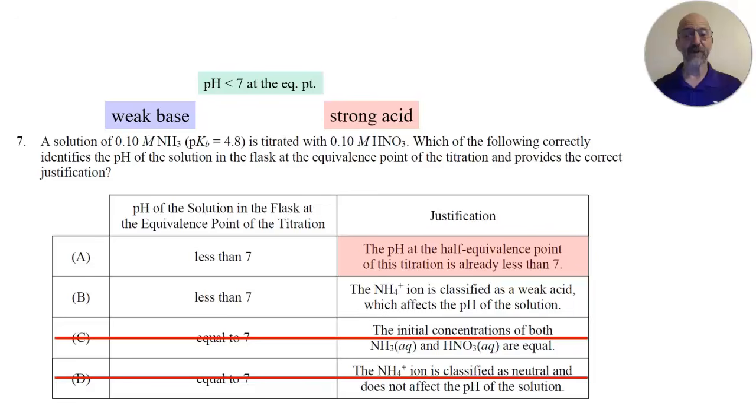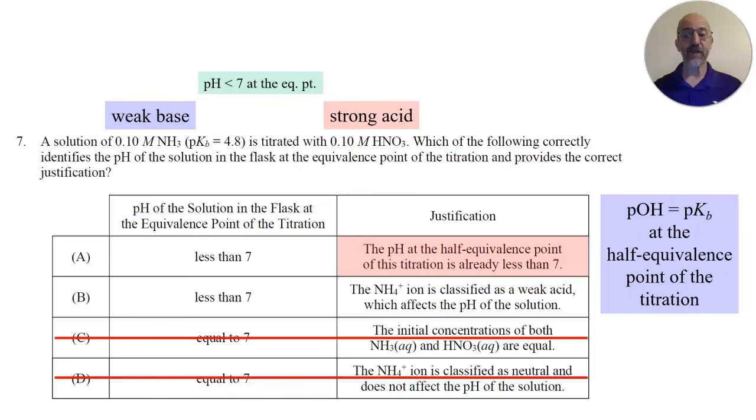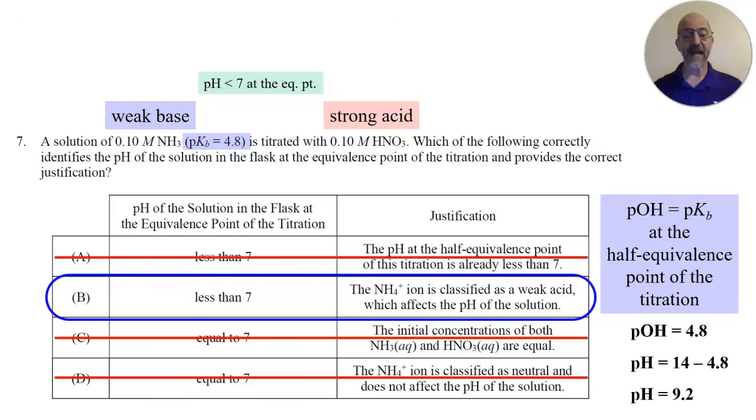Is the pH at the half equivalence point of this titration less than 7? I don't think so. Now, the pOH equals the pKb at the half equivalence point in the titration. So therefore, what's the pKb? 4.8. If the pOH is 4.8, then the pH is 14 minus that value, and 14 minus 4.8 is around 9. So the justification in choice A, saying that the pH at the half equivalence point is already less than 7, that's not true. It's actually around 9. So the correct answer to question 7 is not choice A, it's actually choice B.